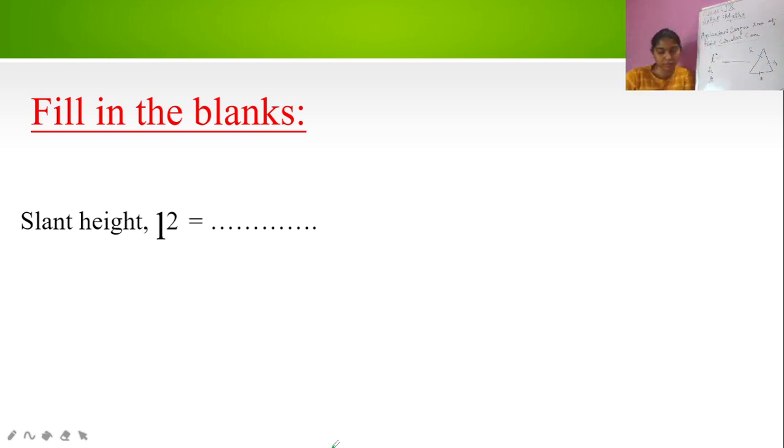L square is equal to, yes, very good, that is, we get as L square is equal to H square plus R square. So that is the answer for this question. Okay.